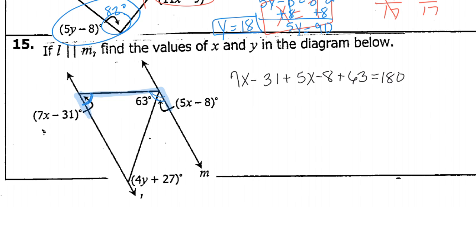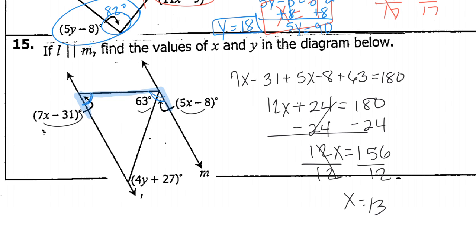I realized that there was no volume. So what I was saying earlier is if it makes a C shape, then it's supplementary. It makes 180 degrees. So what we did is we added all three things up, and now we're just solving for x. So I get x is 13.